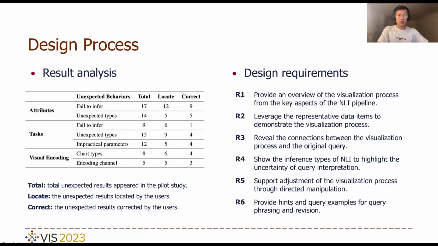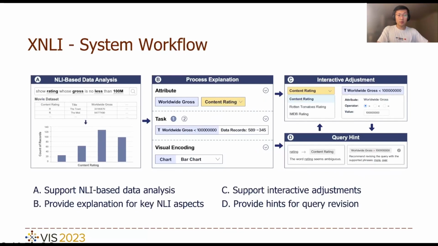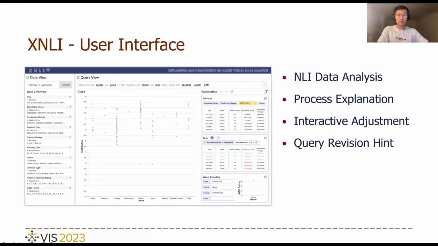To address these challenges, we distill a set of design requirements to help users understand the NLI process and resolve the problems. The system workflow consists of 4 major components. In addition to support NLI-based data analysis, XNLI provides process explanations for the key NLI aspects, supports interactive adjustments, and provides hints for query revision. I'll introduce the user interface of XNLI following the workflow.